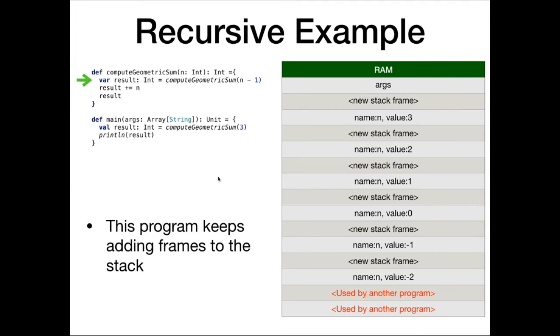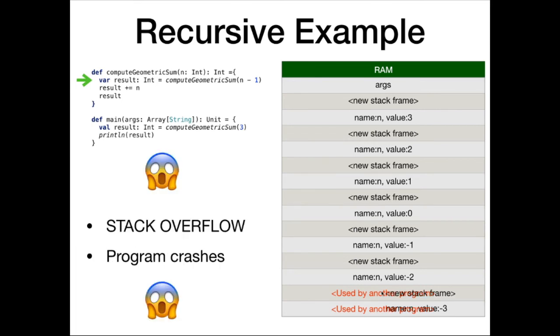At some point, something's got to break this cycle, and it's going to be when we hit the space used by another program or any space that the operating system did not allocate to us. When our program starts, the operating system says, here's your stack space, this is what you can use. Once we get to the end of that stack space and we try to use the next byte of memory, that's when we get the stack overflow.